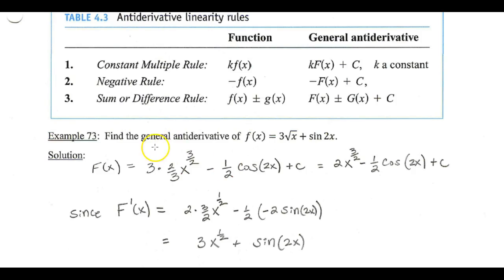So let's say we want to find the general antiderivative of little f of x equals 3 square root of x plus sine of 2x. So you do it piece by piece. You think of this as 3 times x to the 1/2 power. So just leave the 3 in front to find its antiderivative.